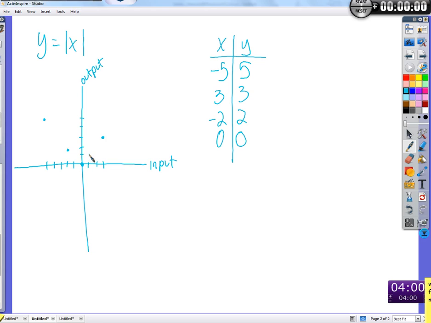So if we put in 1, we get out 1. We put in 2, we get out 2. Put in -1, we get out 1. -3 gives us +3. That was 4. Oh, that should have been up there. And this should be right here. I should erase that.